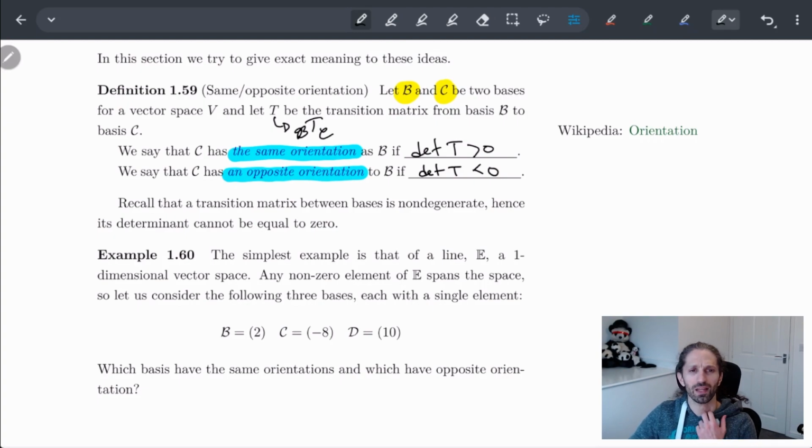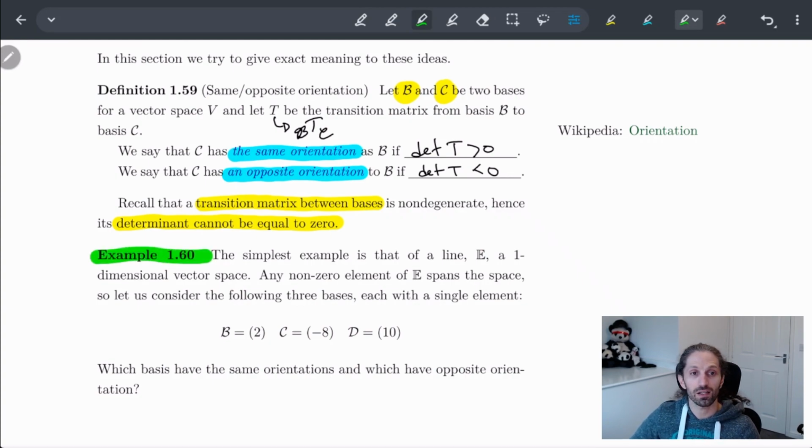Here you might ask, what happens if the determinant is 0? Well, remember that the transition matrix between bases is non-degenerate. In other words, the determinant cannot be equal to 0. So these are basically the only two cases we have to worry about, and it doesn't really matter outside of that.